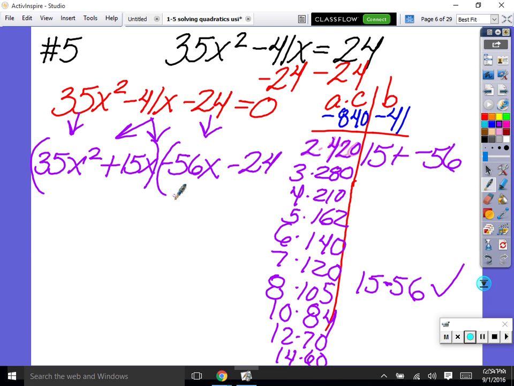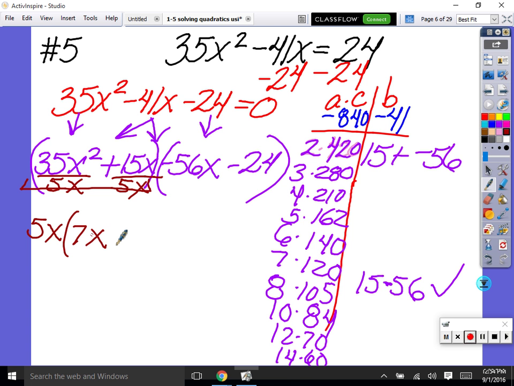Group the first 2 terms, group the second 2 terms. Factor out the greatest thing in common here. Greatest thing, don't they both divide by 5? Yes. 5x, divide by 5x, divide by 5x. So left is 7x plus 3. X is divided out, 15 over 5 is 3.